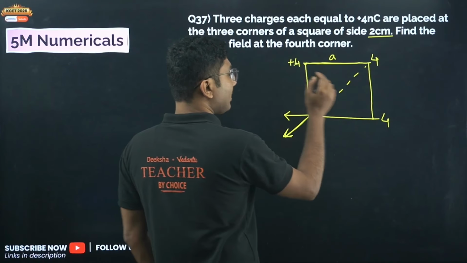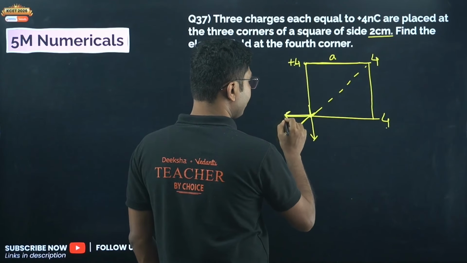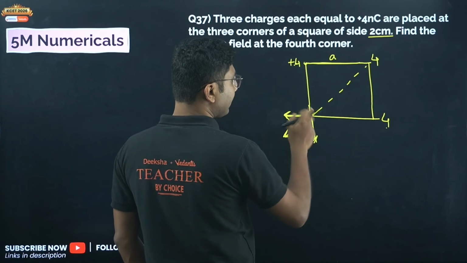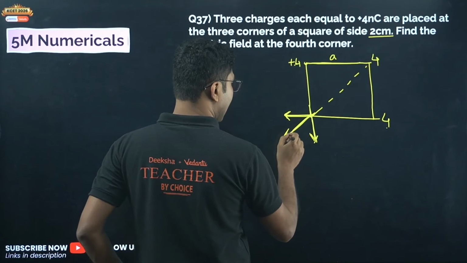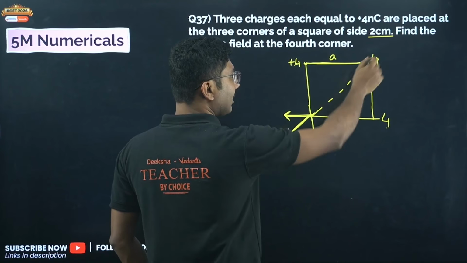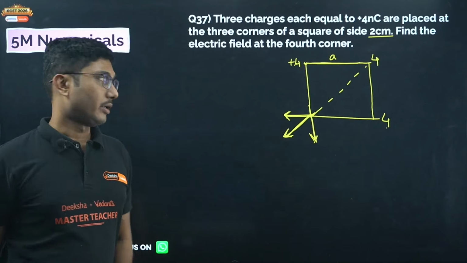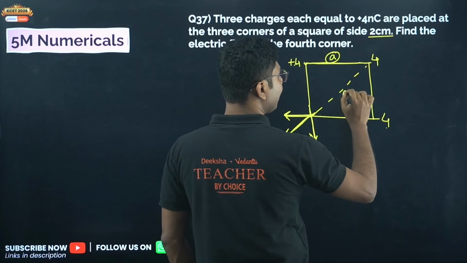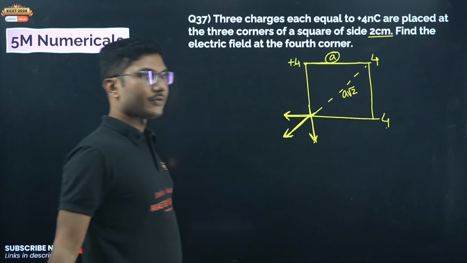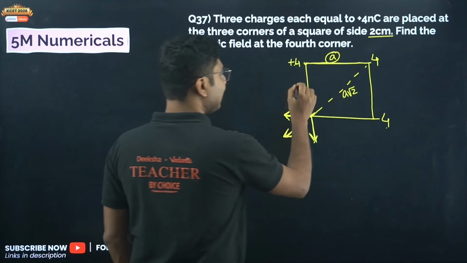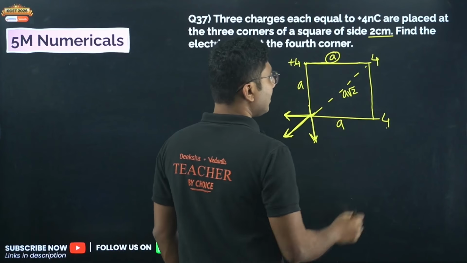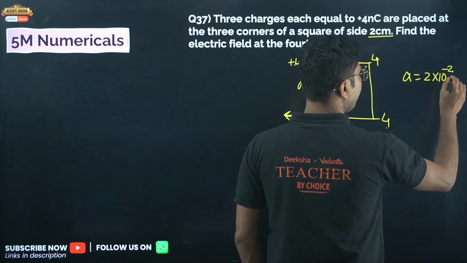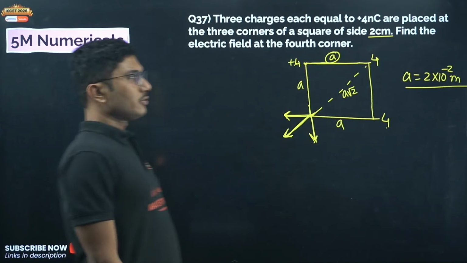So this is plus 4, this is plus 4. First we will calculate the resultant between these two, and that is along the diagonal direction, and then we can add the electric field due to the corner one. What is this distance, by the way? This is A, then this will be A root 2, diagonal of a square. This is A, this is also A. And A equals 2 centimeter or 2 into 10 to the power of minus 2 meter. So this one is given.